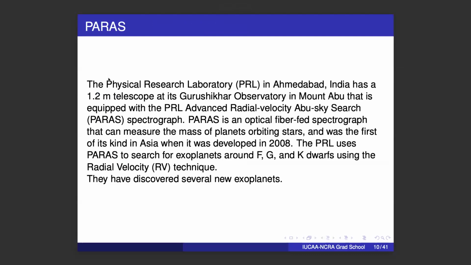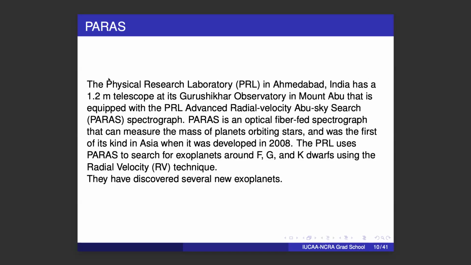So in India, the only effort that I know about, and I think this is the only effort to actually try and do extrasolar planet detection, is at PRL, the Physical Research Laboratory in Ahmedabad. And they have a 1.2 meter telescope at a place called Guru Shikhar Observatory at Mount Abu. And they have built a spectrograph called PARAS. It's an optical fiber-fed spectrograph that can measure the mass of planets orbiting stars. And it was developed way back in 2008.